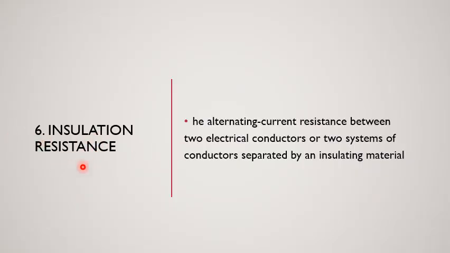Another term is insulation resistance. What is insulation resistance? It is the alternating current resistance between two electrical conductors or two systems of conductors which are separated by an insulating material. An insulating material is placed between two conductors, and due to this insulating material, an alternating current experiences resistance, and this is called insulation resistance.